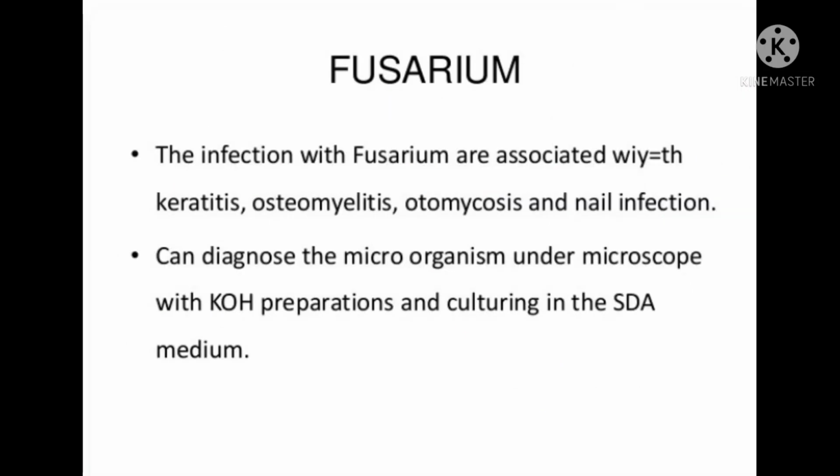The next infection is caused by the fungi Fusarium. The infections with Fusarium are associated with keratitis, otomycosis, and nail infection. Symptoms may include vascular wilt, root rot, foot and stem rot, leaf lesions, fruit rot, head blight in cereals, and post-harvest decay. Fusarium oxysporum is the species causing vascular wilt. First, the leaves turn yellow and wilt, mostly on one side of the plant. Finally, the whole plant wilts.